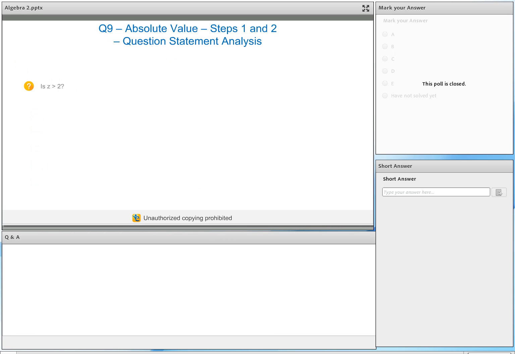Okay, let's solve this question. Again, as I said, it's very similar to the previous question. So it's almost like reinforcement of what we learned in the previous question. Is z greater than 2? That's all we need to figure out.